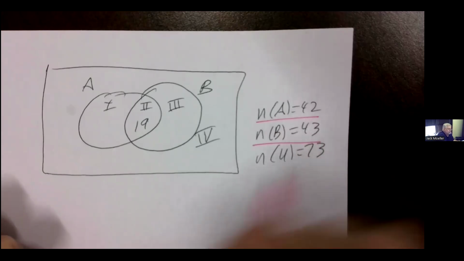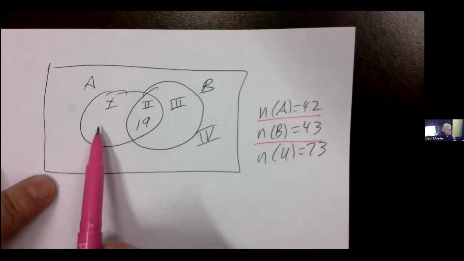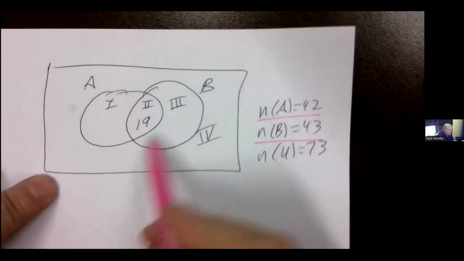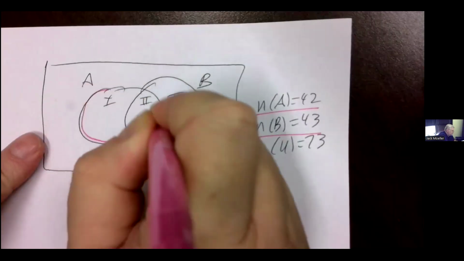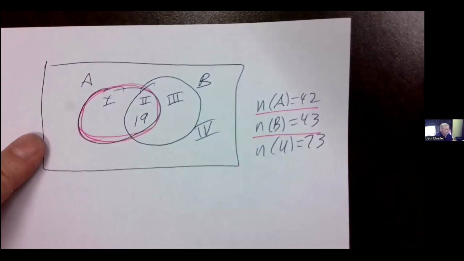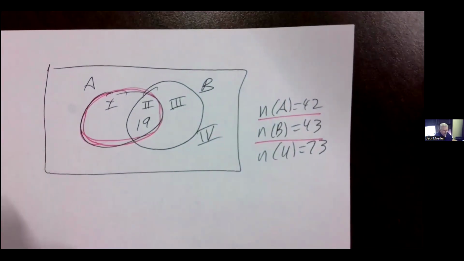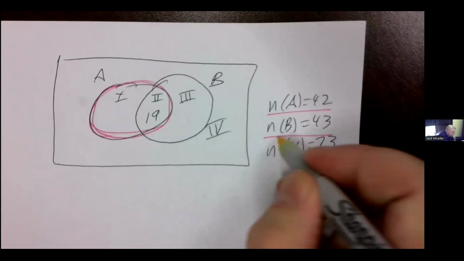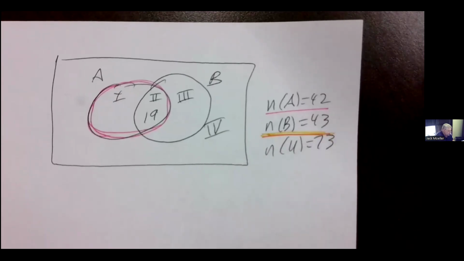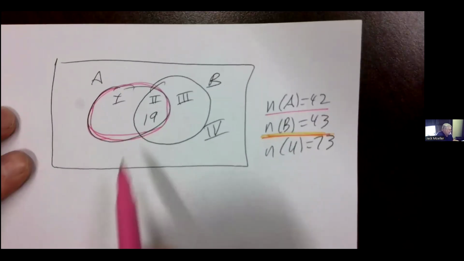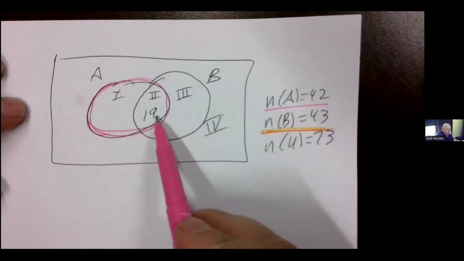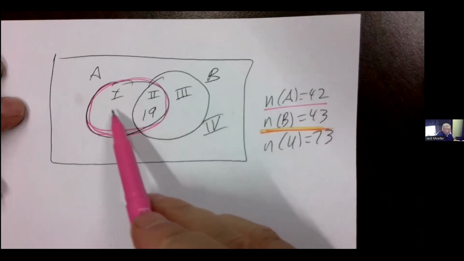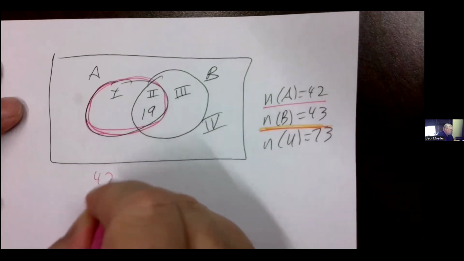Okay? So here's the key concept on these 2.5 problems. Where does the 42 go? If you tell me 42 is in there, you've made the classic mistake of saying that that is A. That region one is not A. Those two regions are A. So that means that in that circle, there are 42 elements. We've already accounted for 19 of them. So how do you figure out how many are just in A? Well, you got to do 42 minus 19.